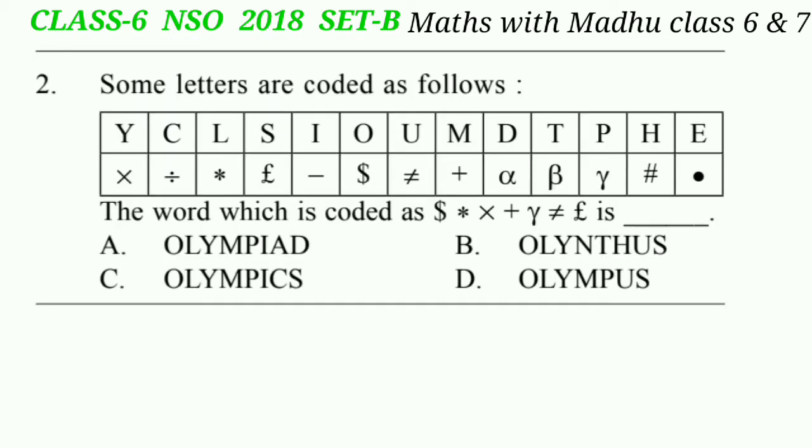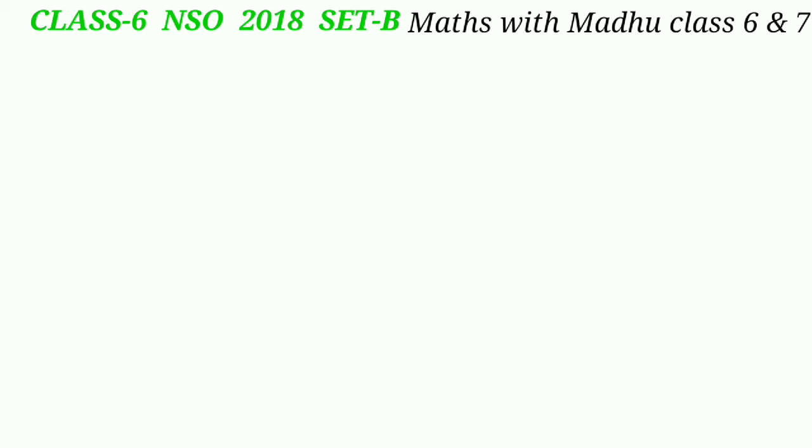Now question 2. Some letters are coded as follows. The word which is coded as this is dash. Look at the table. You can find the code for this. So the correct answer will be option D. The code for this is Olympus. OLYMPUS.